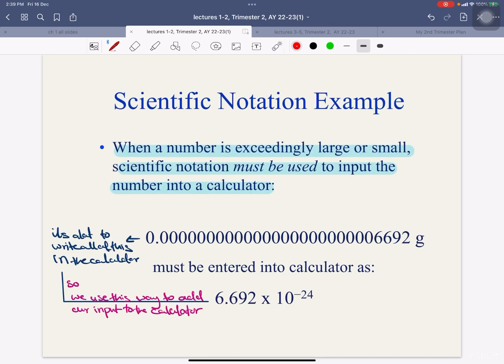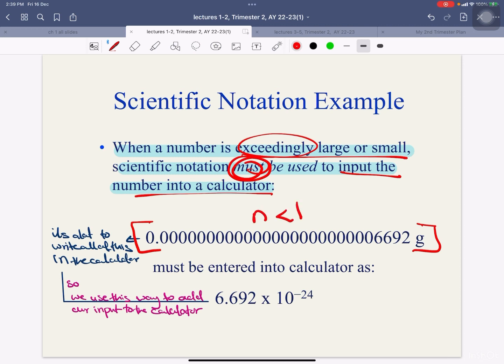However, scientific notation example: when a number is exceedingly large or small, scientific notation must be used to input the number into a calculator. For example, I'm gonna write all of this in the calculator: 0.00000. There's a big chance, even a real possibility, that I get a wrong answer because I missed a zero here or there. So in this case we're gonna use scientific notation, which will make our life much easier. Let's see here, is this number greater than 1 or less than 1? This is less than 1.